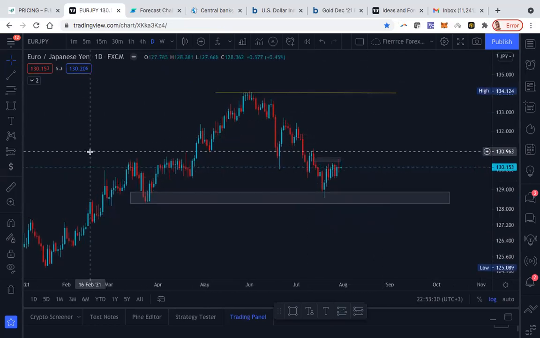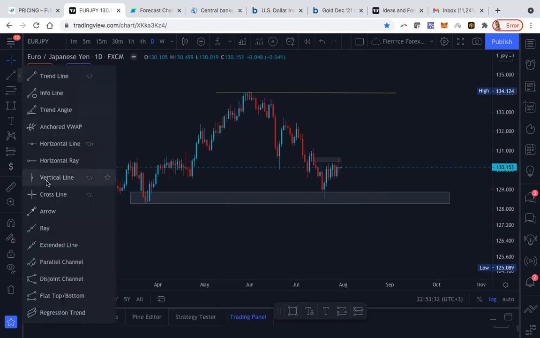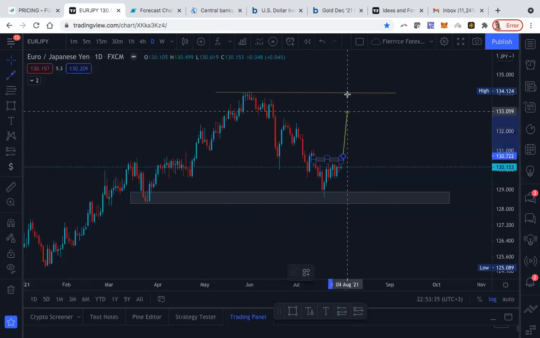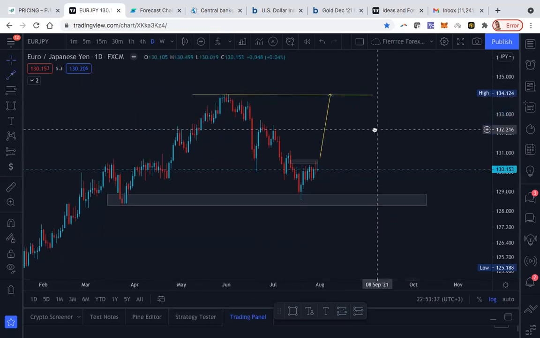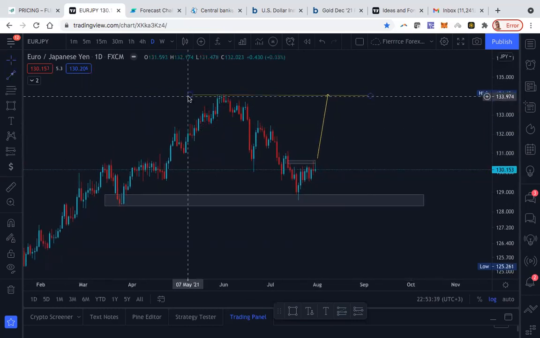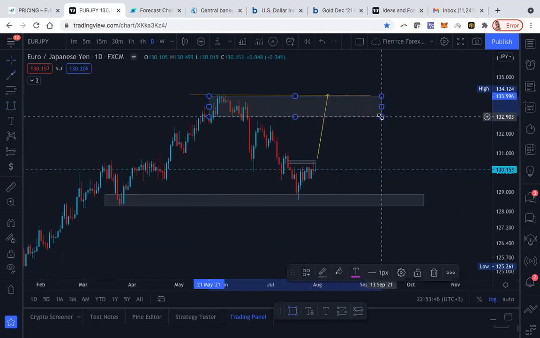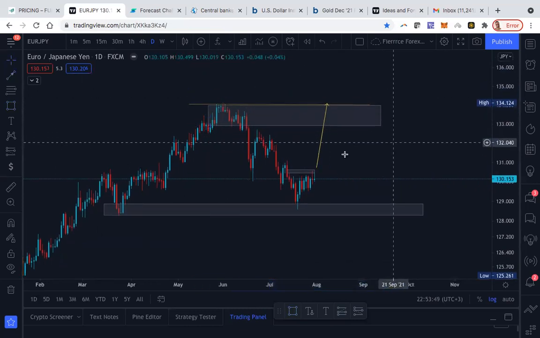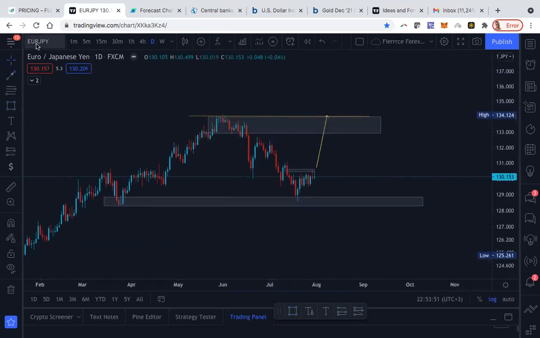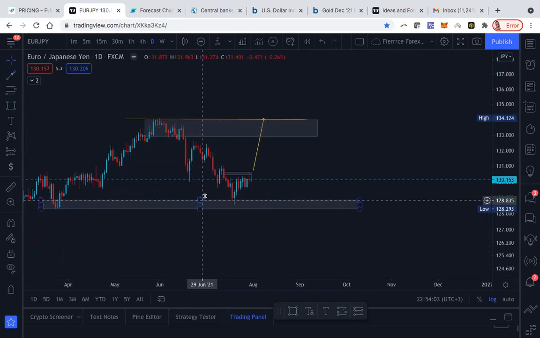So I feel like we are bullish on Euro JPY. We should see price pushing higher. Like as you can see here, it's kind of looking like we have now entered into some consolidation here on the daily. We've been in this consolidation zone. Yes, we've been pushing lower.